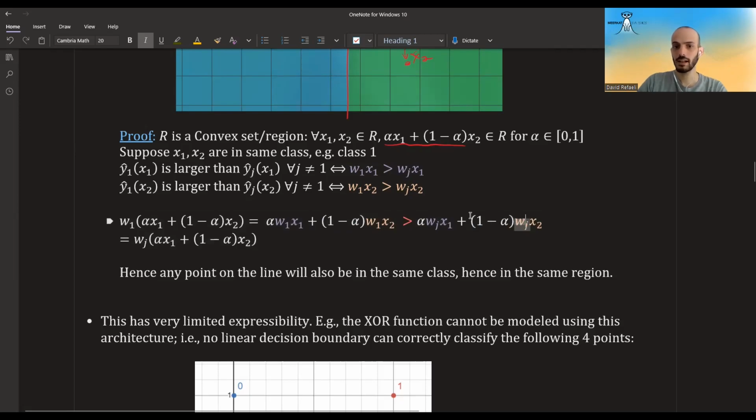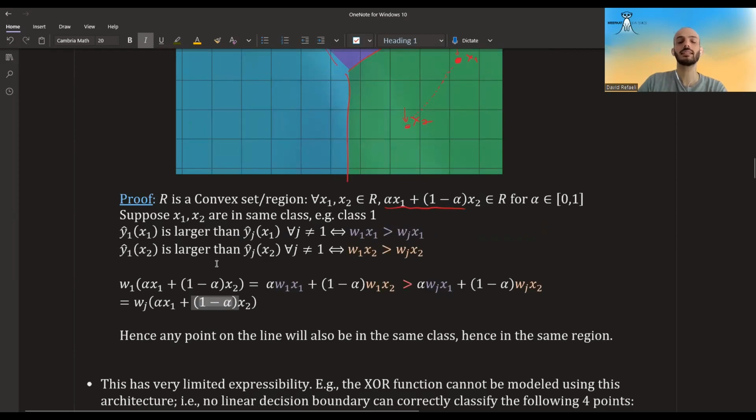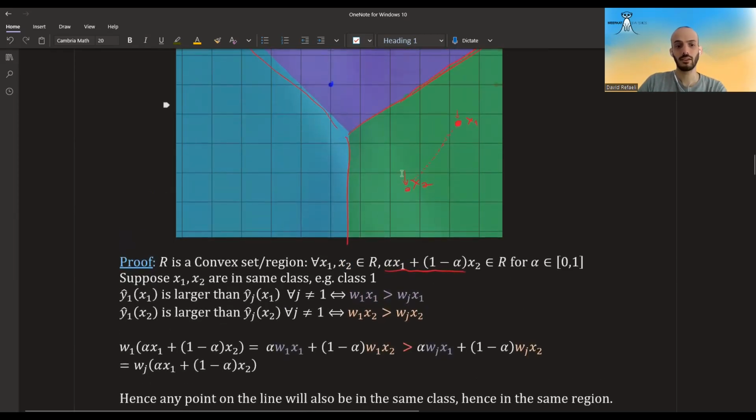And now we can plug in wj and we get this. And so we see that for every point that we want on that line that connects x1 and x2, the linear term w1 times that point will be bigger than the linear term of any other wj, which means that the y hat will be bigger for this point than any other y hat. So y hat 1 will be bigger for this than y hat 2 and y hat 3, which means that this point will also be in the same region. So we proved that this is convex.